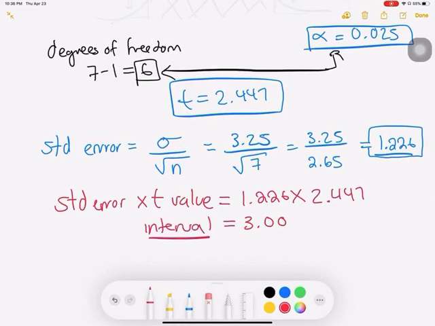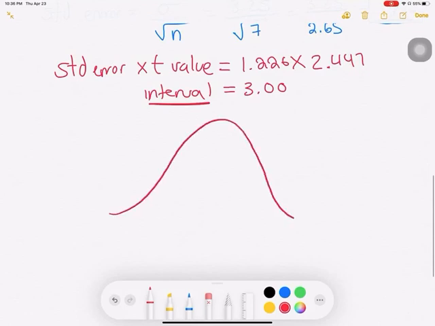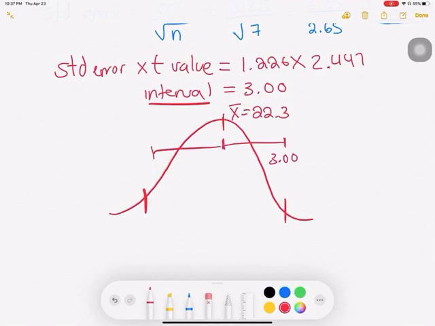So what this means is that in this graph, I'm going to make a sketch of the graph again. This number over here, we're going to call this the mean, which is 22.3. I think we calculated this in the previous problem, or in the first question. And this is my 95% confidence between those two values. So from the center to this value, there is a distance of 3. That's my interval. And the same from the center to the other value. There's a distance of 3.